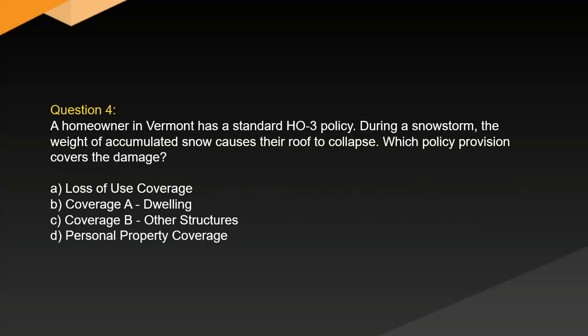Question 4. A homeowner in Vermont has a standard HO-3 policy. During a snowstorm, the weight of accumulated snow causes a roof to collapse. Which policy provision covers the damage? A. The loss of use coverage. B. Coverage A. Dwelling. C. Coverage B. Other structures. D. Personal property coverage.